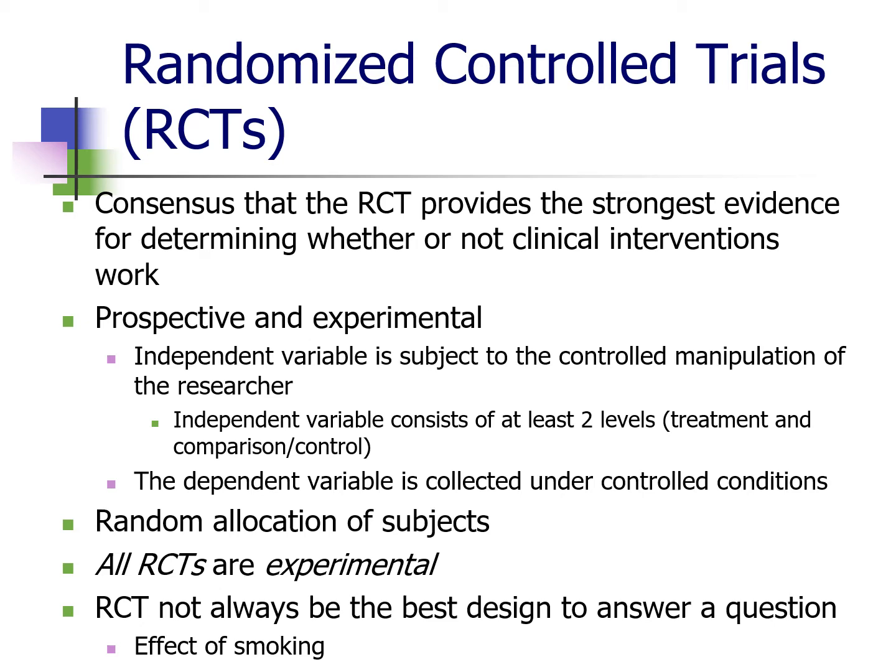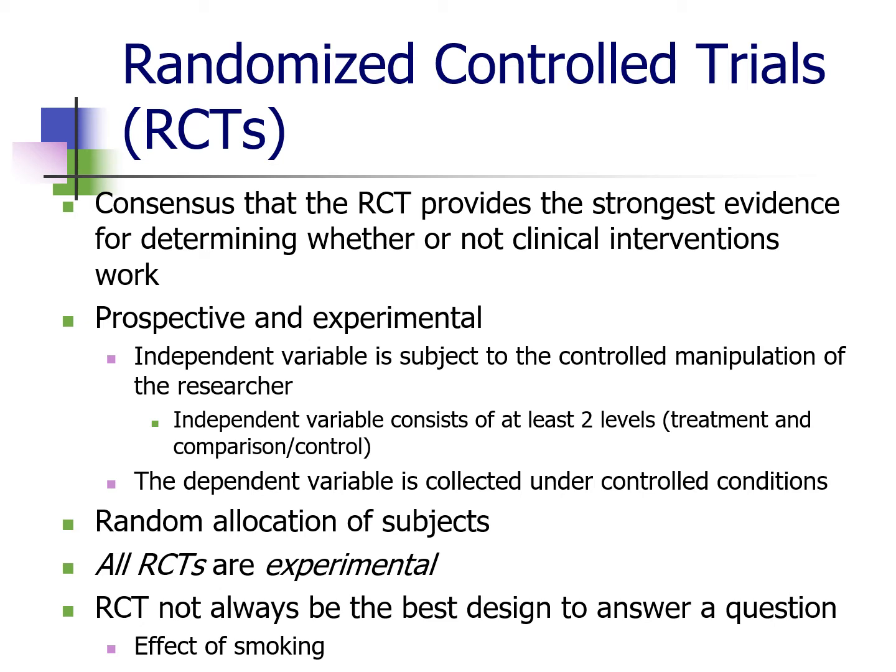We randomly allocate subjects again to mitigate some of those personal factors that we see in the groups, and hope that we see a washout with that, and these groups are equal in terms of these personal factors. We always classify RCTs as being experimental again because of that manipulation of the independent variable.